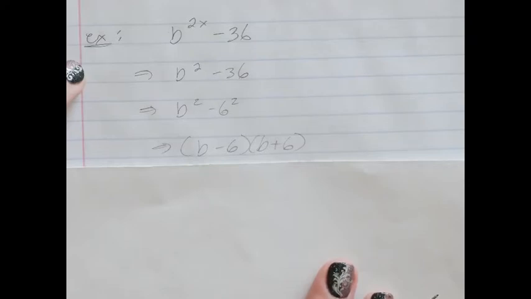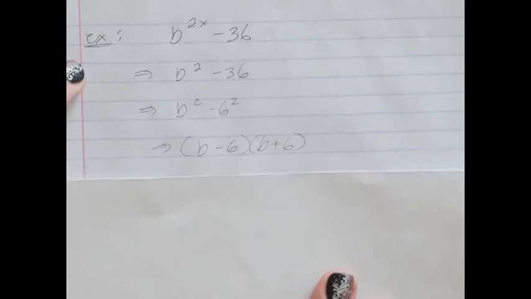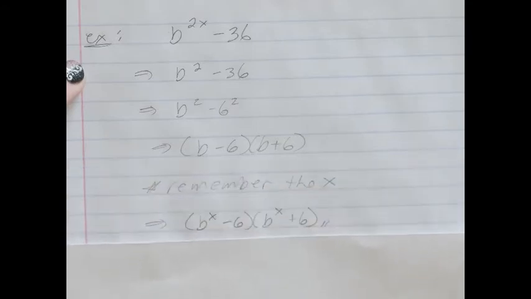Okay, but what about the 2x? Well, I had 2 x's, so what's half of 2? 1, so each one gets an x as a power. That's it. One x goes on one b, and another x goes on the other b. It only looks confusing, and it looks hard, but it's really not. Work without it, then put it in later.